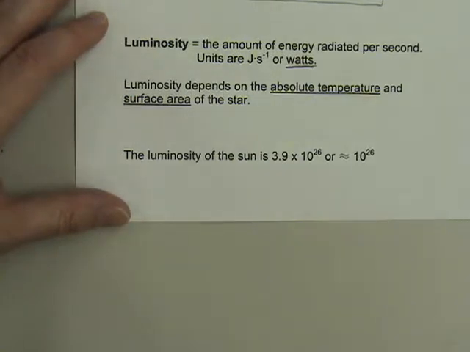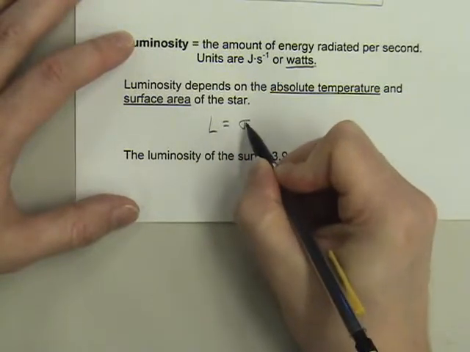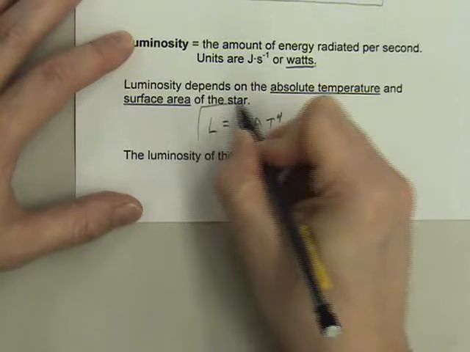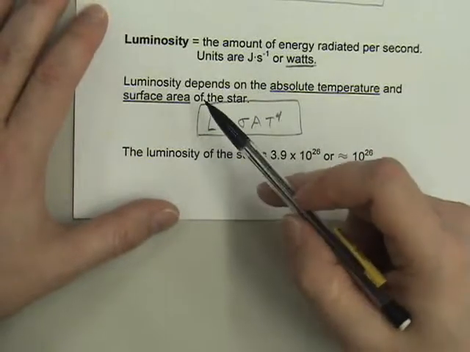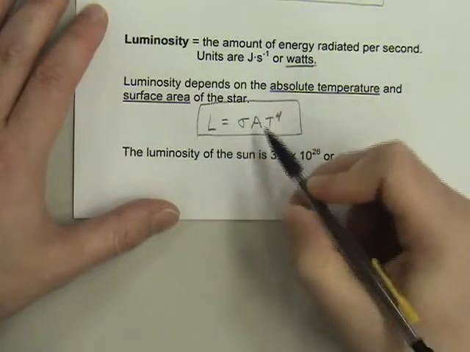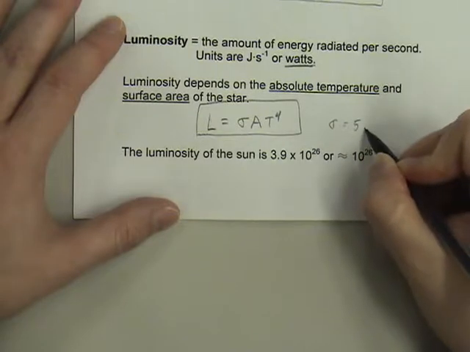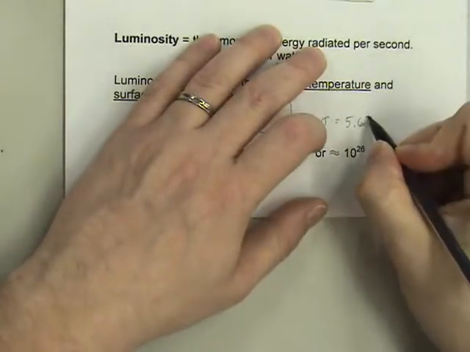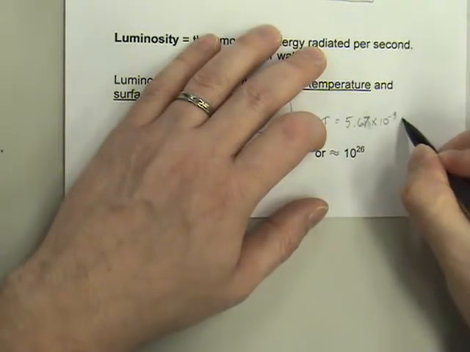That's seen in the equation for luminosity, which is simply L equals the Stefan-Boltzmann constant times the area times the 4th power of the temperature. L is luminosity, with units of watts. To find that, I need the Stefan-Boltzmann constant, which I'll write down. The Stefan-Boltzmann constant is 5.67, sorry, my mistake, 5.67 times 10 to the minus 8th watts.